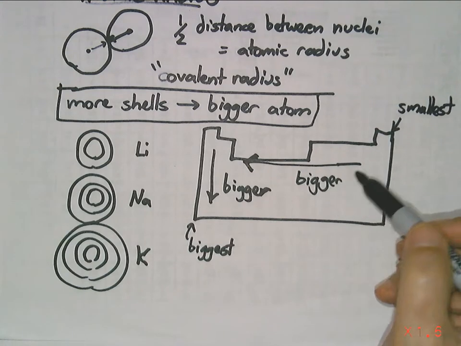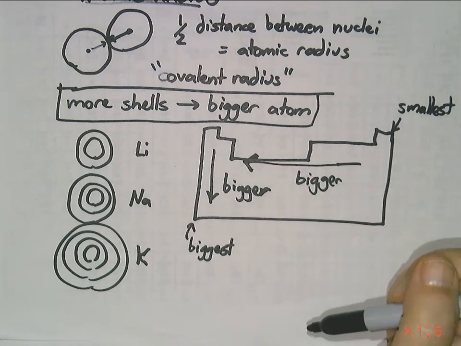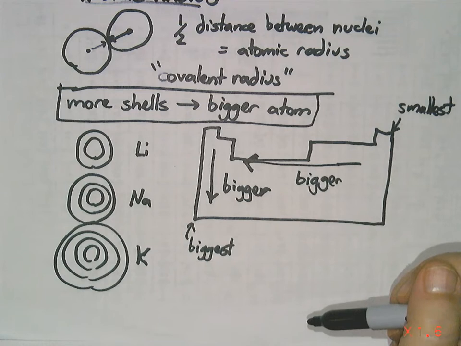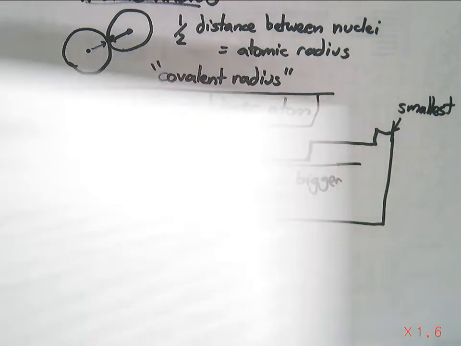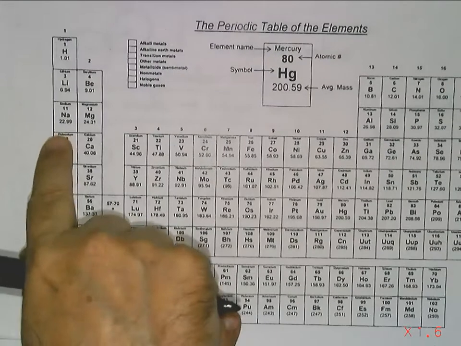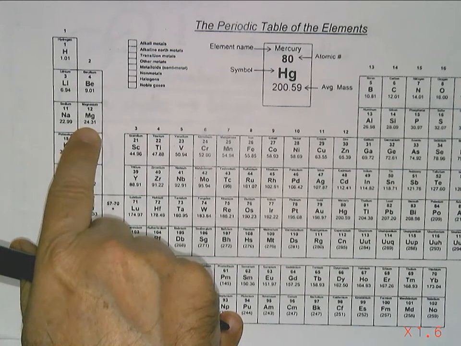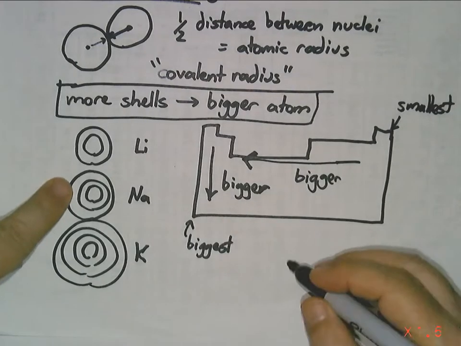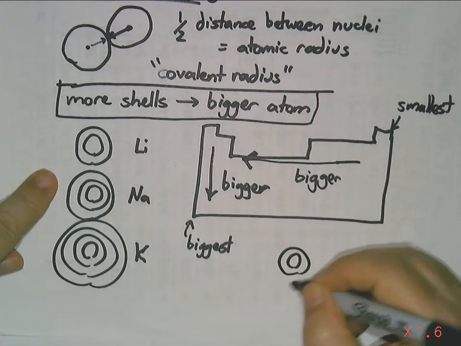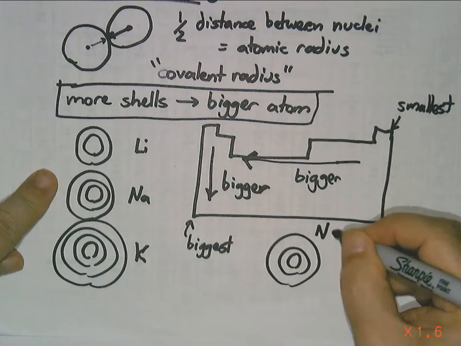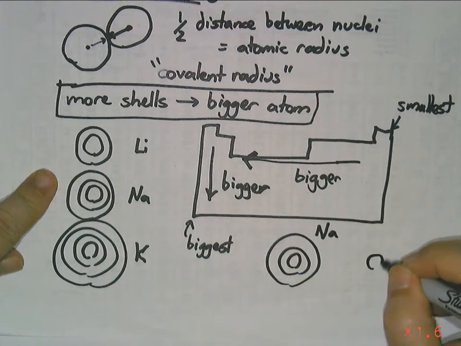But let's go back and look at this. Why do they get bigger going that way? Well, suppose I'm trying to compare sodium and magnesium. Both of them have got 3 shells. There's the sodium. Here, let me draw again down here. Here's the magnesium.